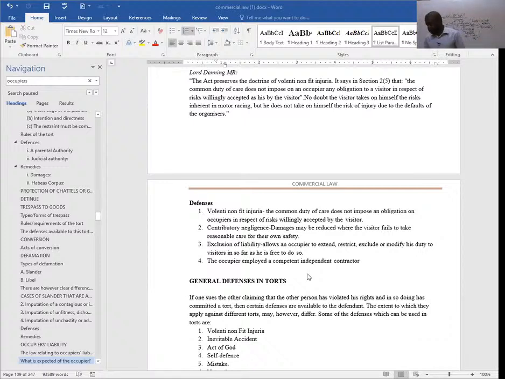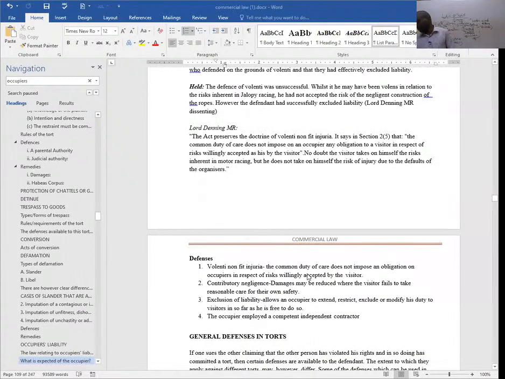Contributory negligence. Damages may be reduced where the visitor fails to take reasonable care for their own safety. So if the visitor contributed to part of the injury or damages arising out of the occupier's premises, then that can be pleaded as a form of defense. Exclusion of liability. This allows an occupier to extend, restrict, exclude, or modify his duty to visitors insofar as he is free to do so.